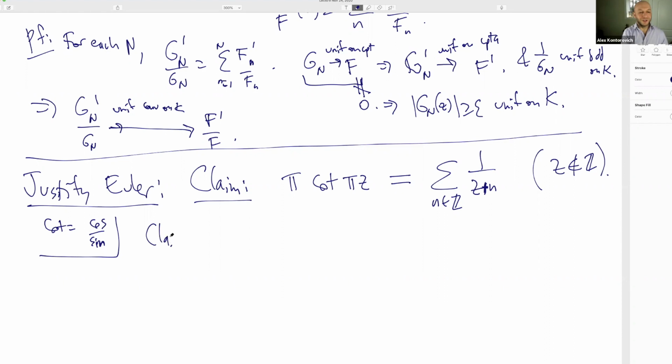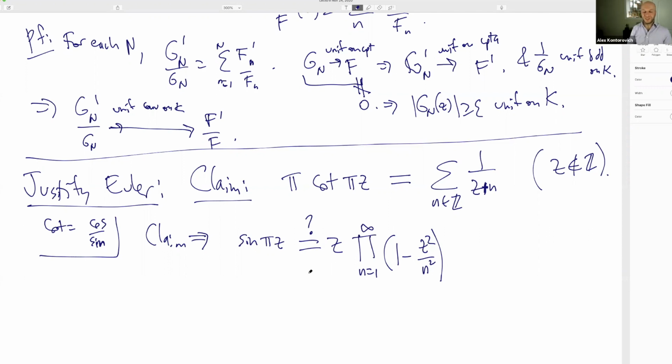So my claim implies that sine of pi z is equal to what Euler said. I'm replacing z by pi z, so it's pi z times the product as n goes from 1 to infinity of 1 minus z squared over n squared. So this is just a replacement of z by pi z. I moved the pi over here. Okay, this is the equivalent formulation of what Euler claimed. Does this make sense?